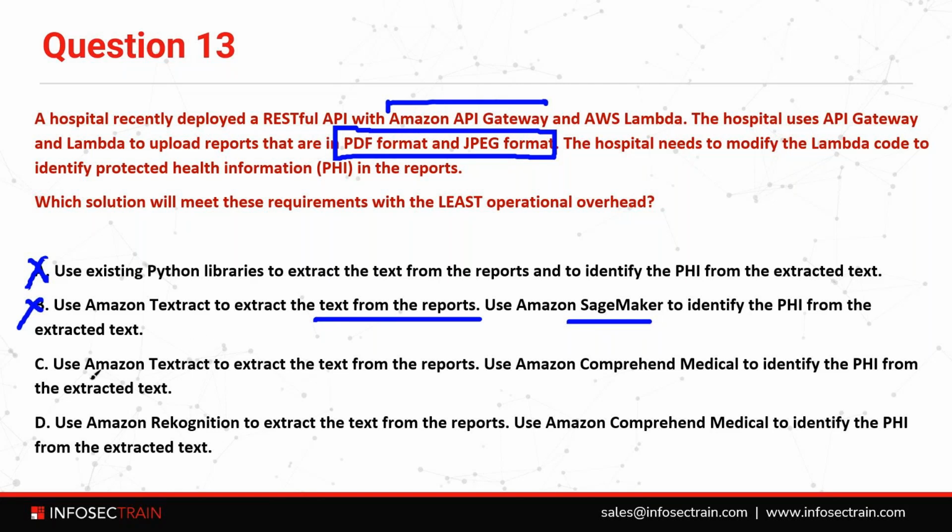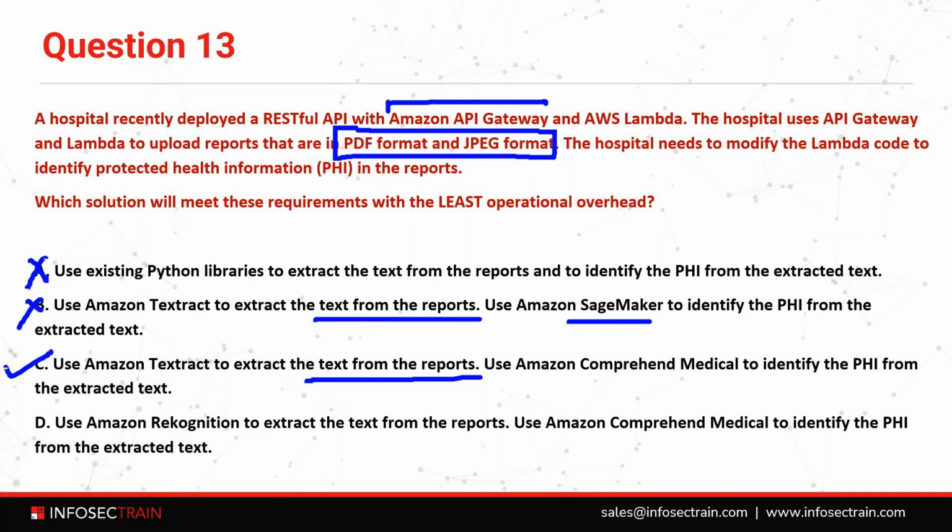It says Amazon Textract to extract the text from the report, and Amazon Comprehend Medical to identify PHI from the extracted text. Yes, Textract is a service we have in AWS. SageMaker is an ML service in AWS, which is there if let's suppose you want to create your own machine learning models and train them. So SageMaker is that particular service for that. Okay. Great.